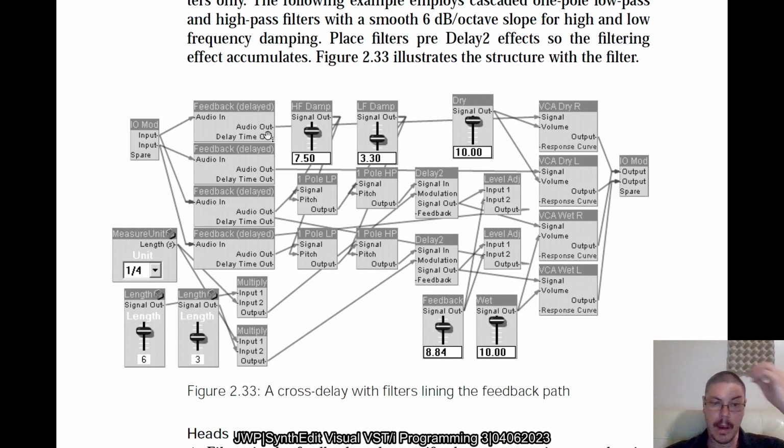All right, figure 2.33, a cross delay with filters lining the feedback path. So it wasn't confusing enough. Now we're going to really get into it here. So I believe it's sort of the same thing, but it's just intercepting before the delay, which is still kind of confusing because that whole line is confusing.